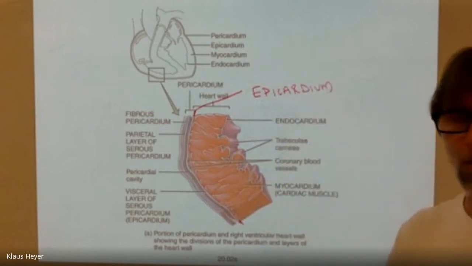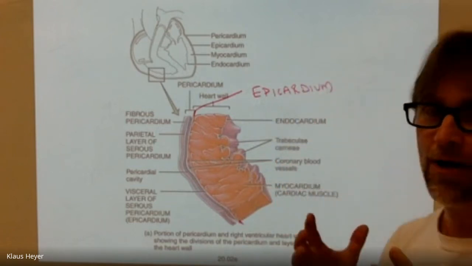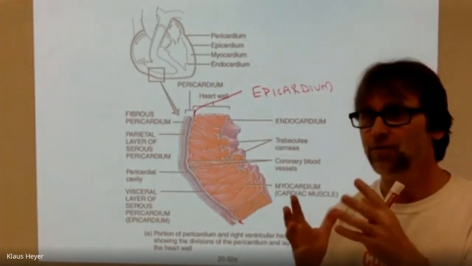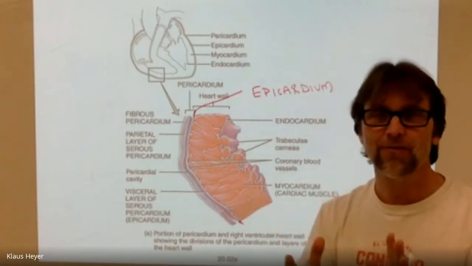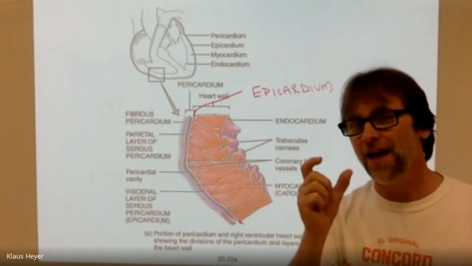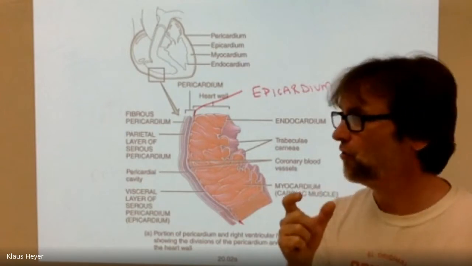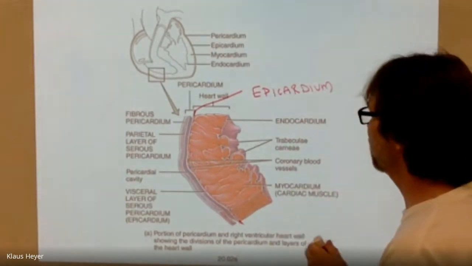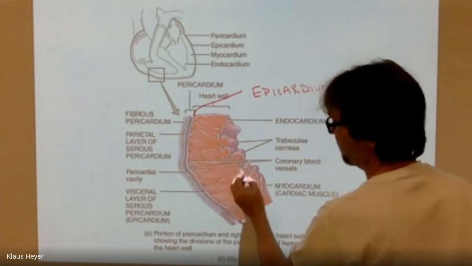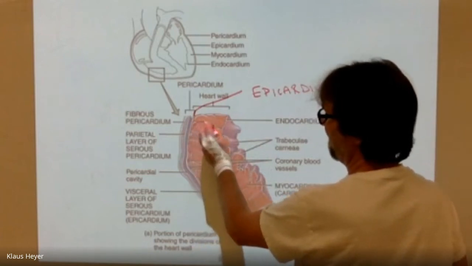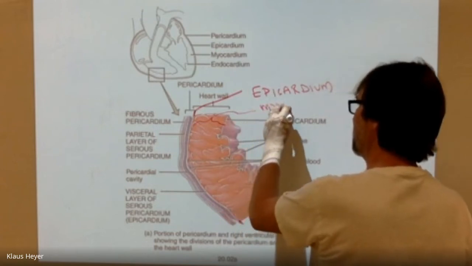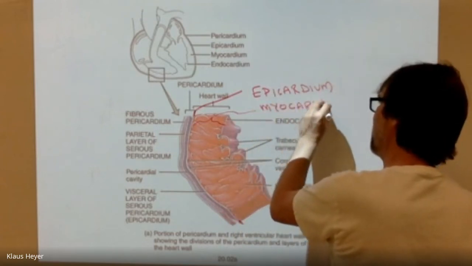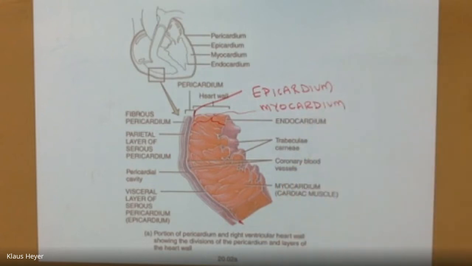If you were to grab a heart, like those models in lab, right? When you pick it up, you're touching the epicardium. It's just a very thin layer, the outer layer of the heart. And then there's the actual main part of the heart, the muscle part. We call that the myocardium. That's right here. Myo meaning muscle. So the main meat of the heart is the myocardium.